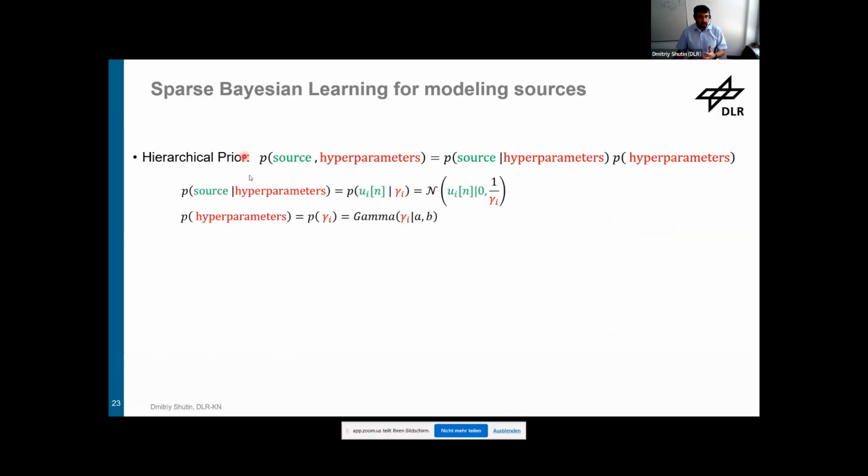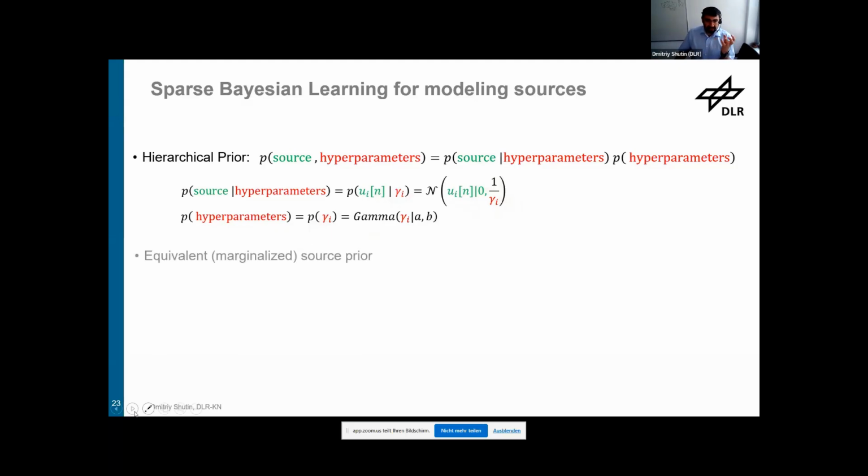Effectively, we construct this hierarchical prior, which consists of two contributions. One is a Gaussian contribution, which says that the source value given this hyperparameter gamma is a Gaussian with 0 mean, and it has to be a variance. So it's not 1 over gamma, it's just gamma I, which is the variance of this parameter. And this hyperparameter itself follows a gamma distribution.